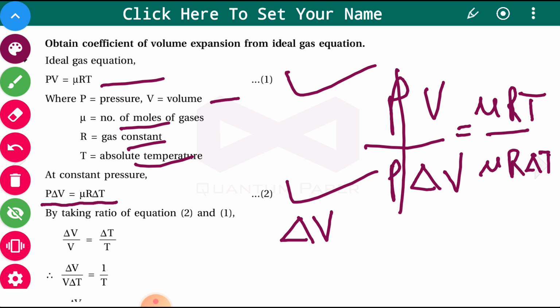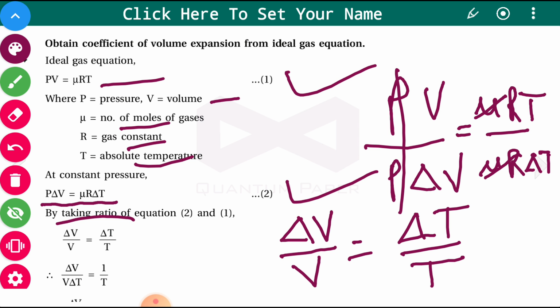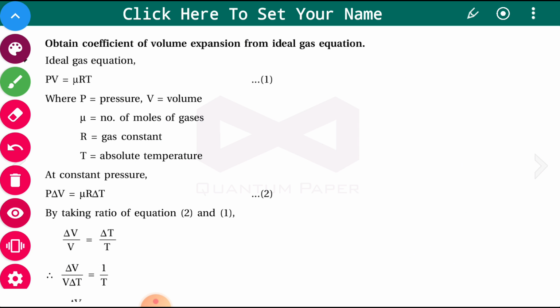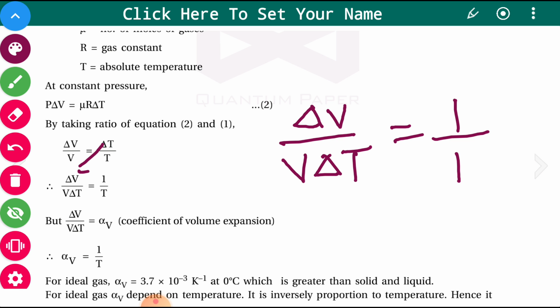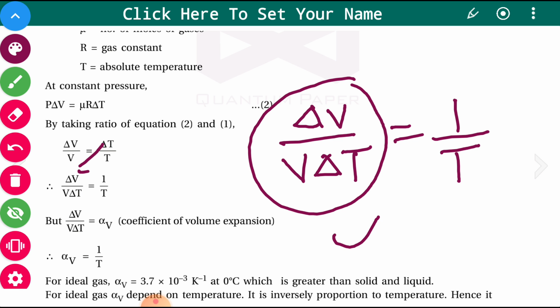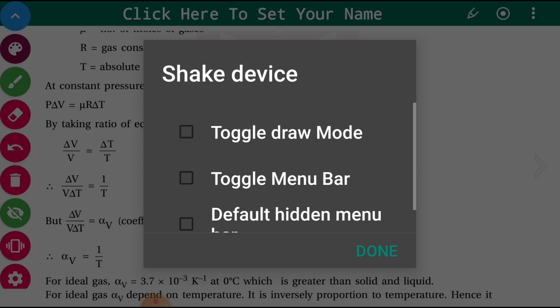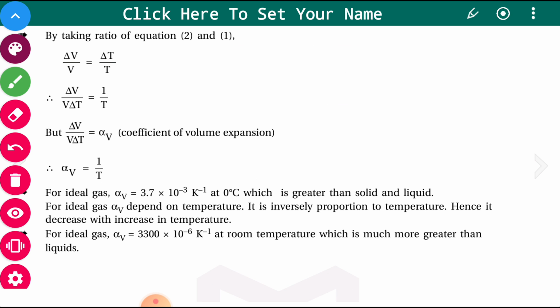Now taking the inverse, we have delta V upon V is equal to, mu R will be cancelled out, delta T upon T. So you get this equation. Now delta V upon V delta T is nothing but the coefficient of volume expansion, so delta T is taken in the denominator. We have delta V upon V delta T is equal to 1 upon T, and this is the coefficient of volume expansion. So alpha V is equal to 1 upon T. For ideal gas, alpha V is equal to 3.7 times 10 to the power minus 3 per Kelvin at 0 degrees Celsius, which is greater than solids and liquids.